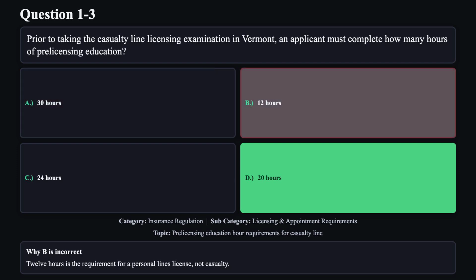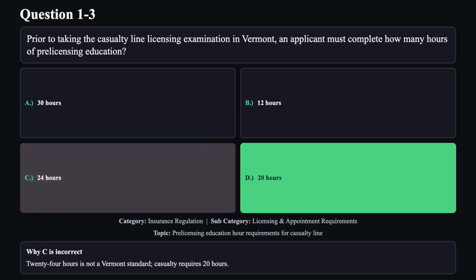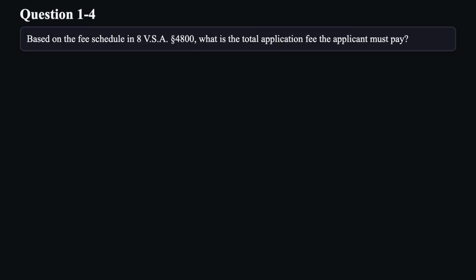Reason B is not correct. 12 hours is the requirement for a personal lines license, not casualty. Reason C is not correct. 24 hours is not a Vermont standard. Casualty requires 20 hours. Question 4.